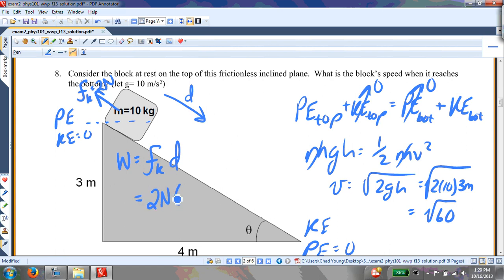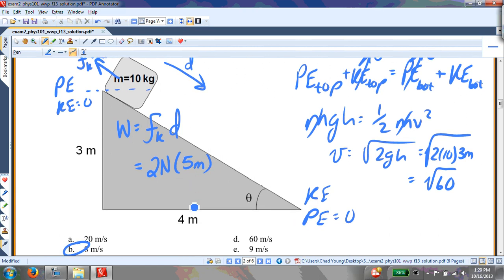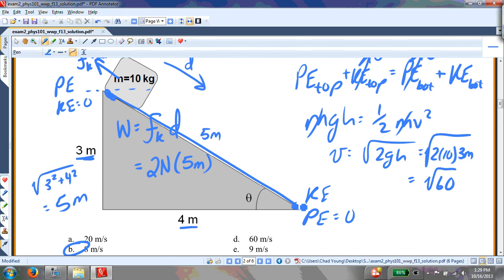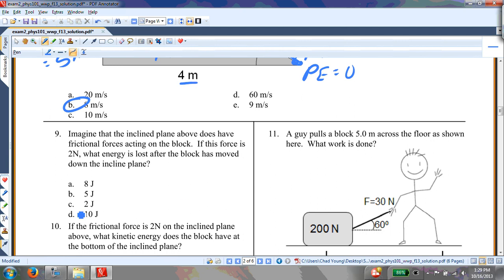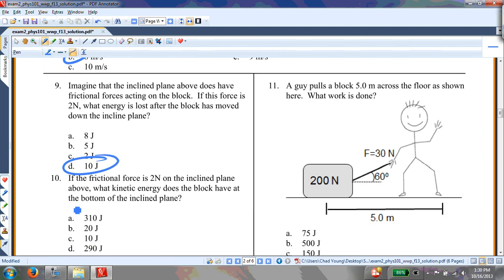That's 2 newtons times the distance d, which is 5 meters, which you can find in a couple of different ways. First, you could just say this is a 3, 4, 5 meter triangle. Or you could say the square root of 3 squared plus 4 squared is equal to 5 meters. So you need to know the distance from here to here, because that's the distance over which that force acts. And once you find that 5 meters, you find that it loses 10 joules of energy. So 10 joules of energy is lost.